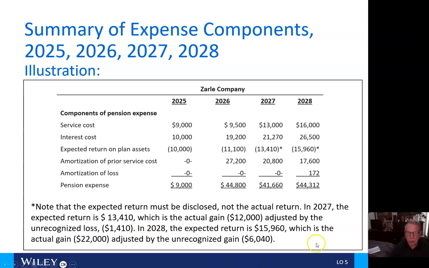And then in 2028, the expected return is $15,960, which is the actual gain of $22,000, adjusted by the unrecognized gain of $6,040. That looks like a good place to stop this video.